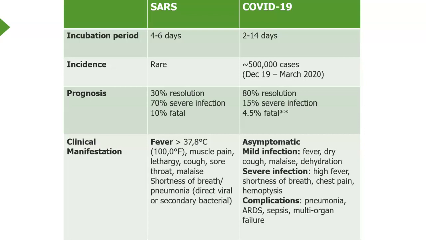SARS has a fever, muscle pain, they don't feel good, they have a cough and sore throat, malaise, shortness of breath, and they can develop a pneumonia. It might be either a direct viral pneumonia from the virus or a secondary bacterial pneumonia because they've been so weakened. In COVID-19, you think of the clinical manifestations in about 3 categories: mild infection, severe infection, and then the severe infection leads to those complications.